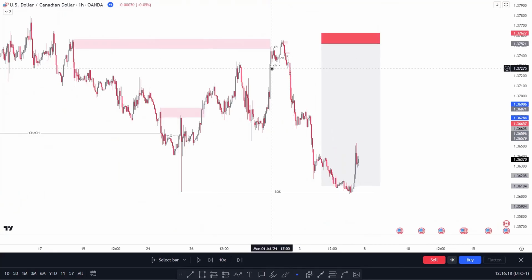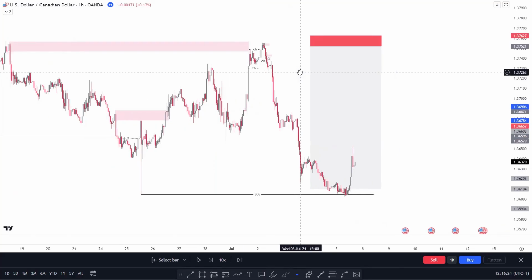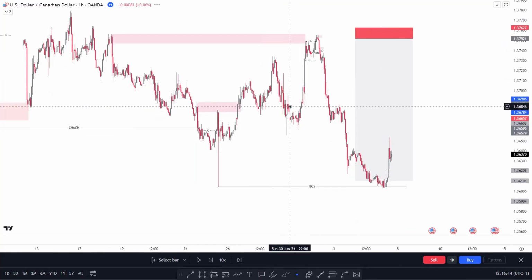There was actually a confirmation, but this was not a high quality entry, because the market has moved all the way down here, and your stop loss size will be really big. So this is my recommendation: the lower time frame inducement is just a waste of time. It's really useless for me. I'll just take my trade based on the mitigation of the lower time frame order block. So this is for USD CAD.